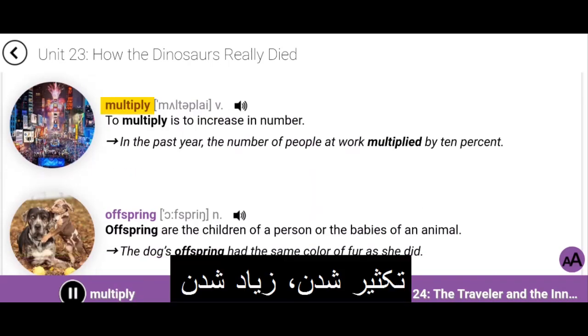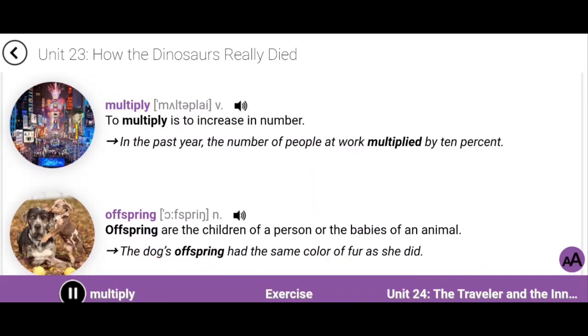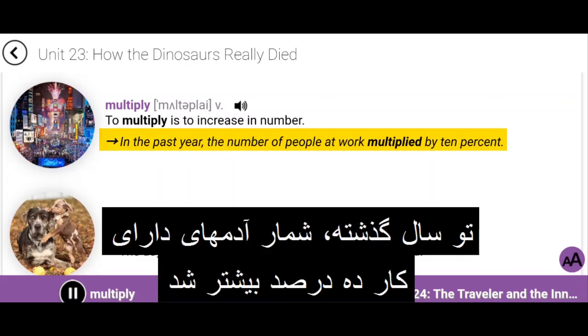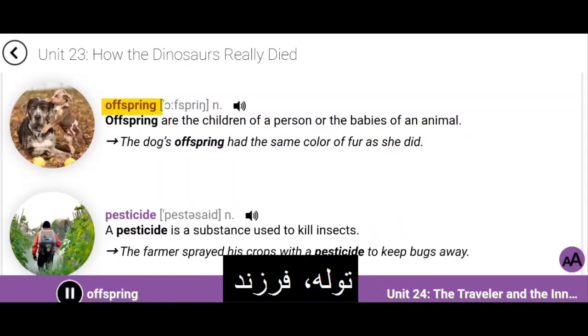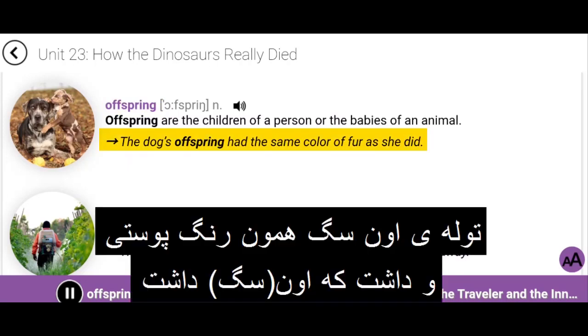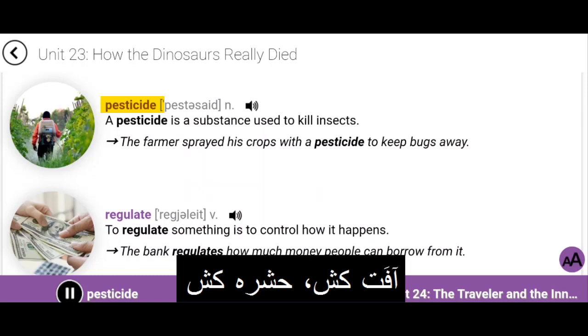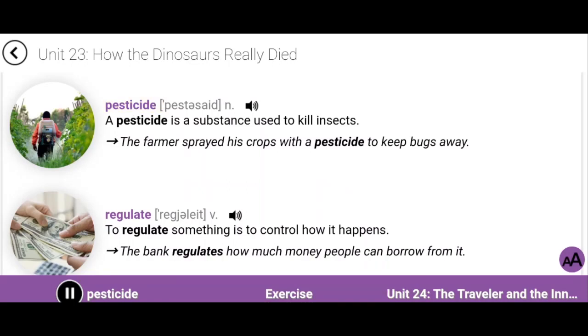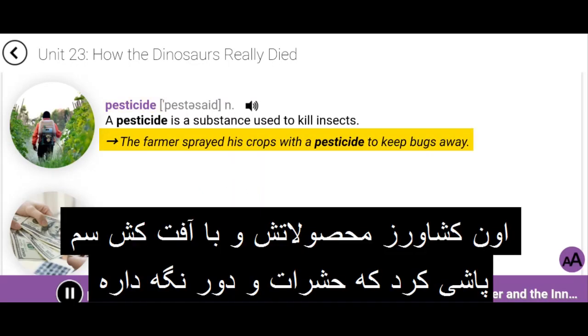Multiply. To multiply is to increase in number. In the past year, the number of people at work multiplied by 10%. Offspring. Offspring are the children of a person or the babies of an animal. The dog's offspring had the same color of fur as she did. Pesticide. A pesticide is a substance used to kill insects. The farmer sprayed his crops with a pesticide to keep bugs away.